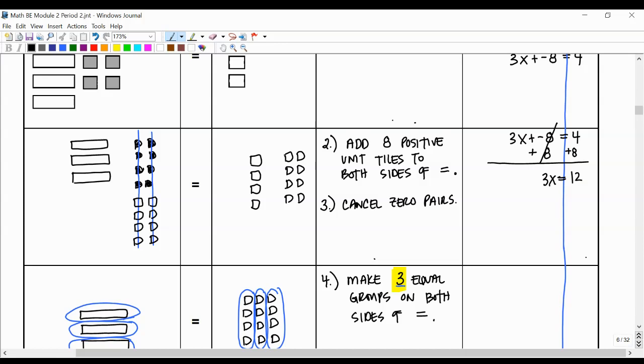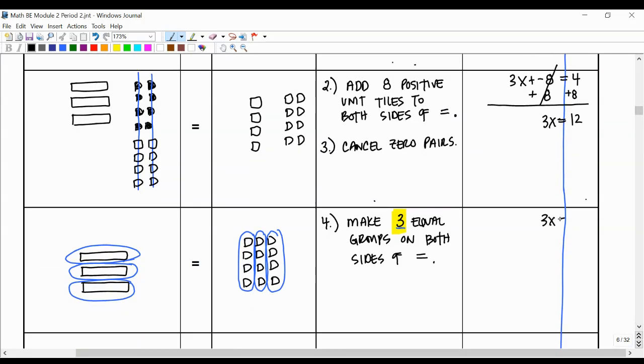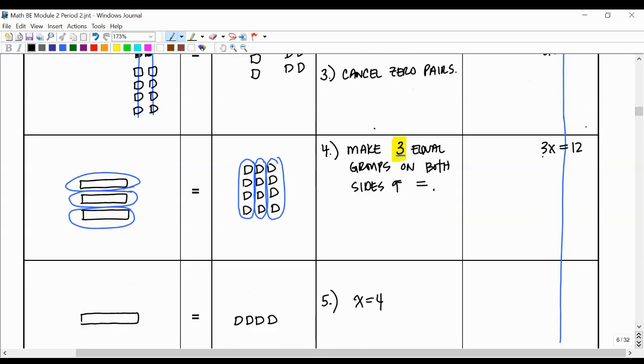How do I know it's 12? Well, I can just count out my tiles. So it was 3x equals 12. And then we made 3 equal groups, which means we divided the tiles up. So we're going to divide both sides by 3. And we're left with 3 divided by 3 is 1x equals, and 12 divided by 3 is 4. Also known as just x equals 4.